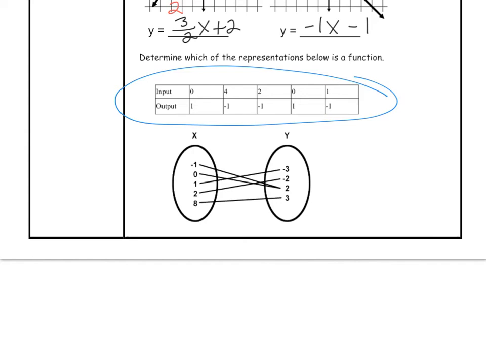If we look at the mapping below, we're going to again check that one input goes to one output. -1 only goes to 2. That's good. 0 only goes to 2. That's fine. They can both go to the same place, just like I can send 2 students to the nurse at once. -1 and 0 can both go to 2. That's fine. They just can't go 2 places at once. 1 goes to -3, and that's it. 2 goes to -2. That's it. And 8 goes to 3, and that's it. So yes, this is a function, even though we have -1 and 0 both going to 2, it's still a function because those numbers still only have one output.